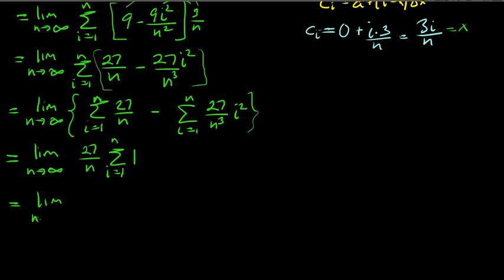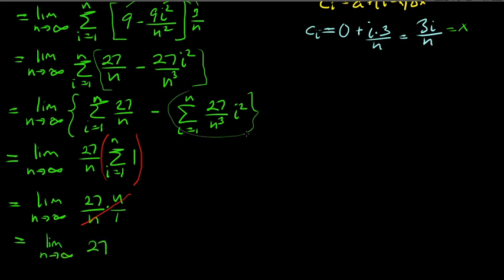So this is going to be the limit, n goes to infinity, of 27 over n, and then all of this here is just n, so multiplied by n over 1. So n divided by n is 1, so they cancel, right? So this first term here is just 27. The limit, n to infinity, of 27.